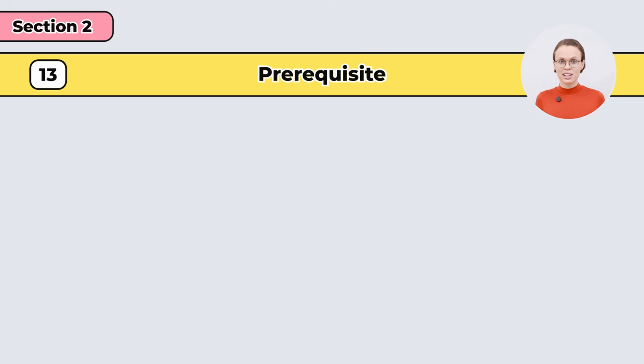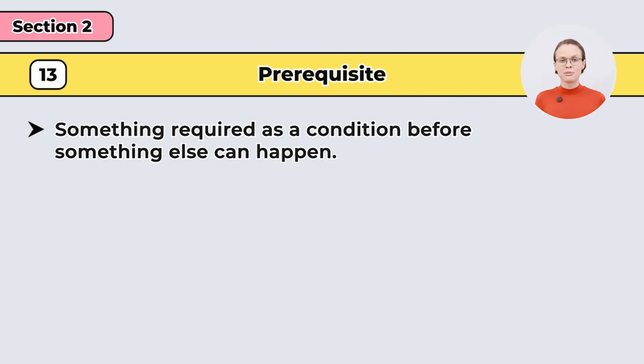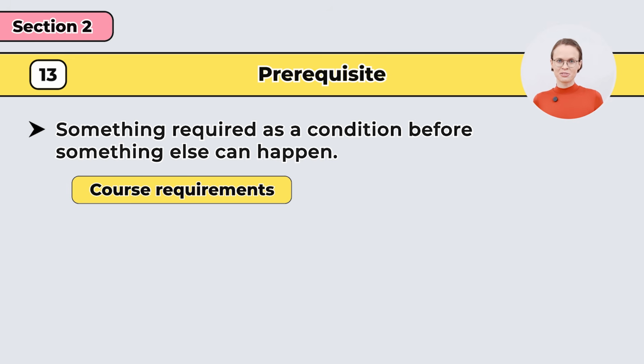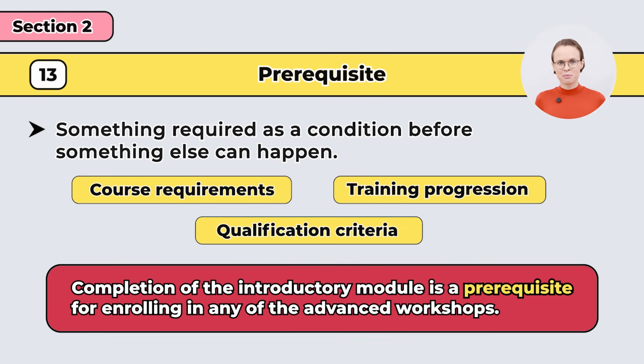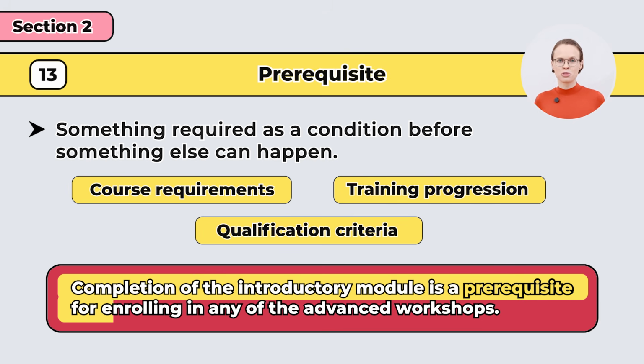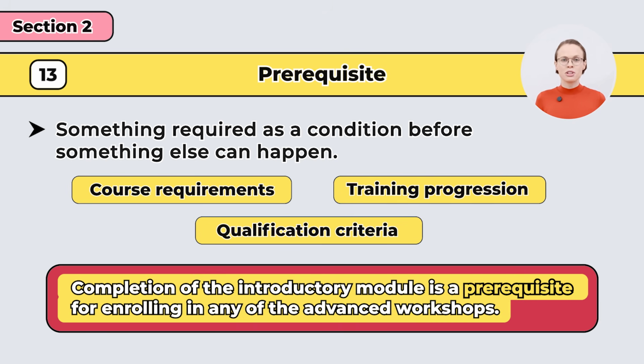next month. Another crucial word is prerequisite, which refers to something required as a condition before something else can happen. This noun is vital for understanding course requirements, training progression, and qualification criteria. Here's an example. Completion of the introductory module is a prerequisite for enrolling in any of the advanced workshops.